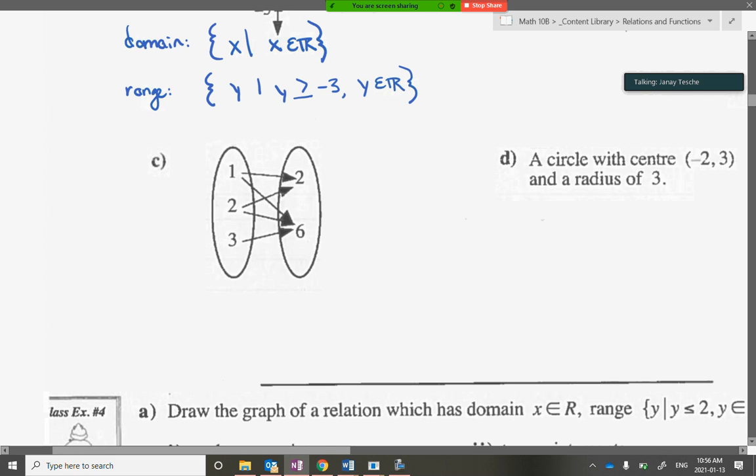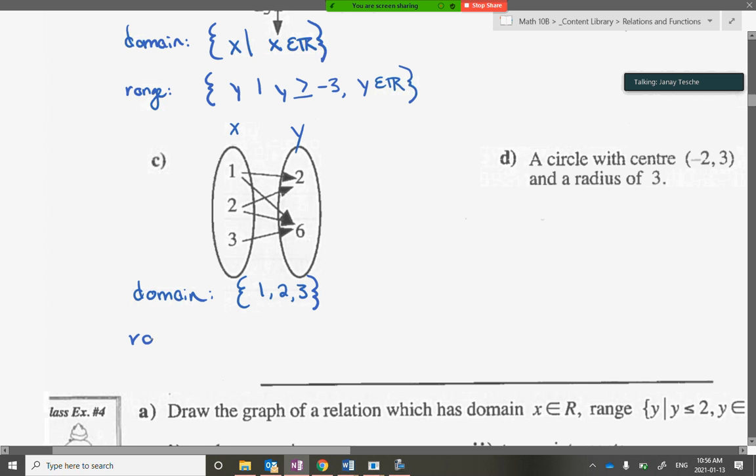For C, this again is those arrow diagrams. Arrow diagrams are only ever used for discrete data. So here I could just list it. The possible X values I have are my first circle. Possible Y values are my second. So our domain here is just 1, 2, and 3.